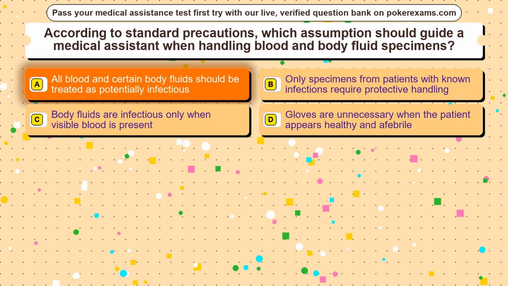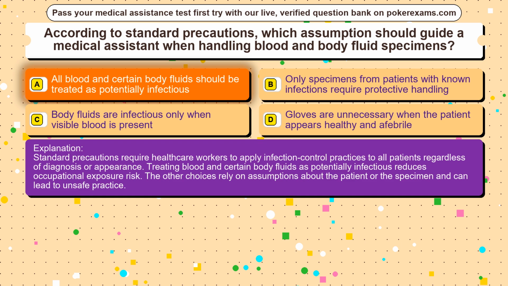The correct answer is option A. All blood and certain body fluids should be treated as potentially infectious. Standard precautions require healthcare workers to apply infection control practices to all patients regardless of diagnosis or appearance. Treating blood and certain body fluids as potentially infectious reduces occupational exposure risk. The other choices rely on assumptions about the patient or the specimen and can lead to unsafe practice.